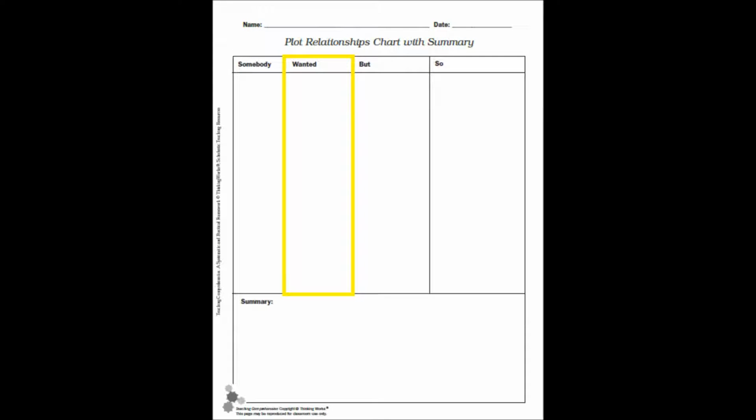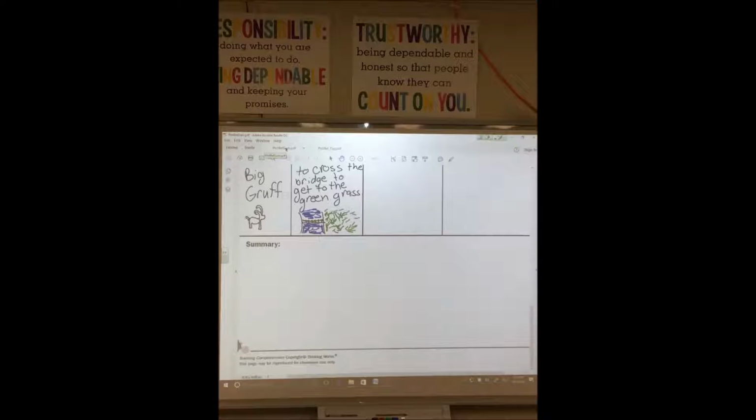For the Wanted column, I asked the students what Big Gruff wanted and wrote the responses within that column. As you can see from the picture that's on the screen now, I wrote to cross the bridge to get to the green grass. I also drew a picture for this column, and I allowed my students to do the same.